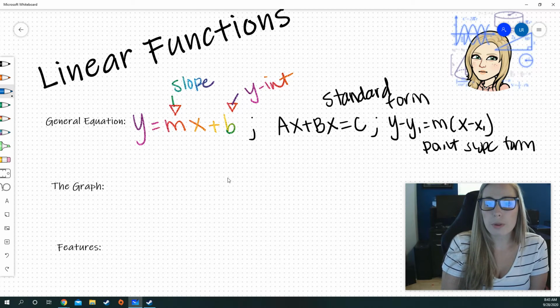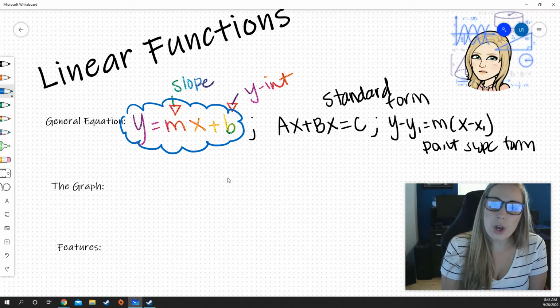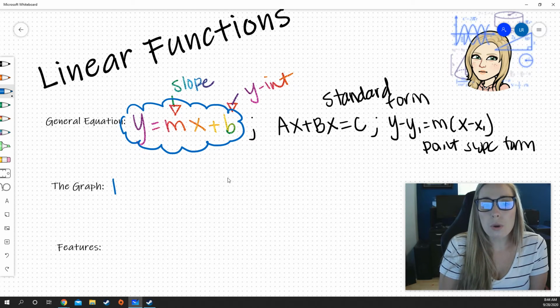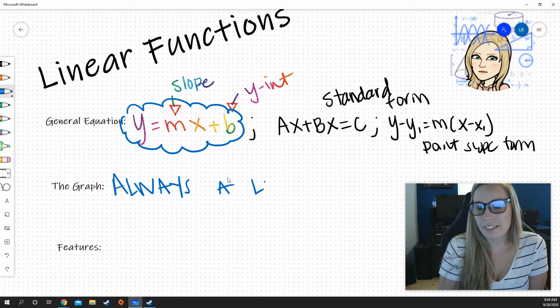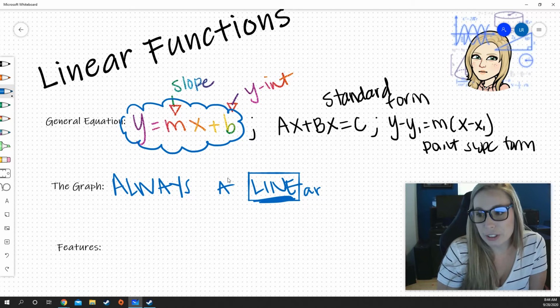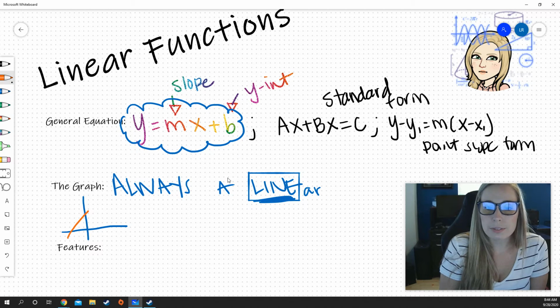The one that we are going to work with the most this year is going to be this one here, which is y equals mx plus b. So it's going to be your slope, your y-intercept. The graph of a linear equation is always a straight line. It's always a line, right? Which, if you spell linear, you have line at the beginning of the word linear. So it is always going to be a line, and it could be positive.